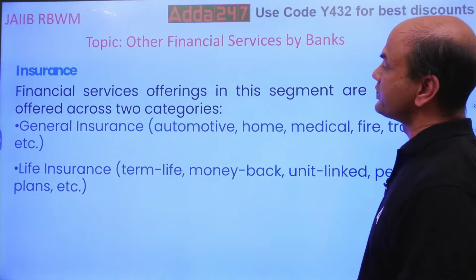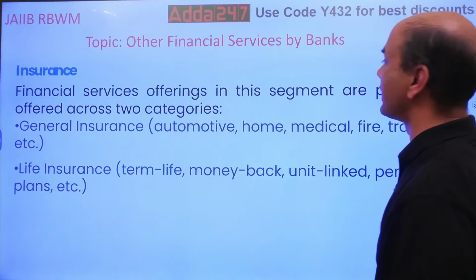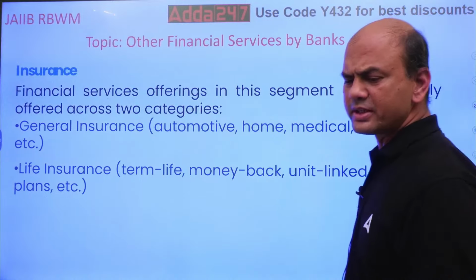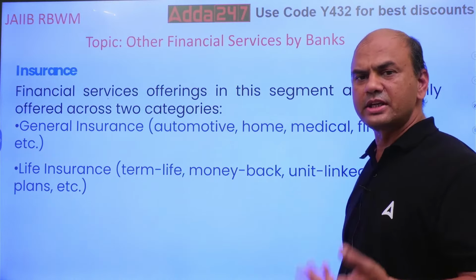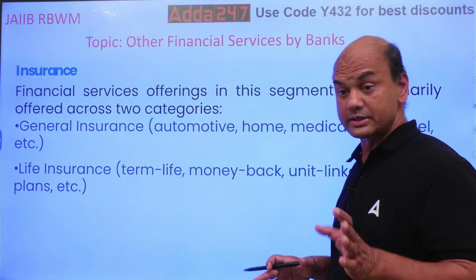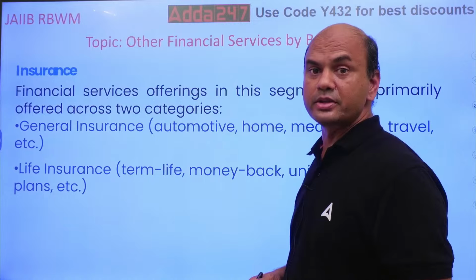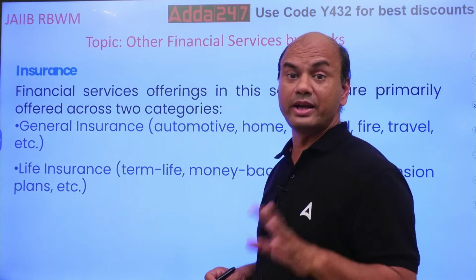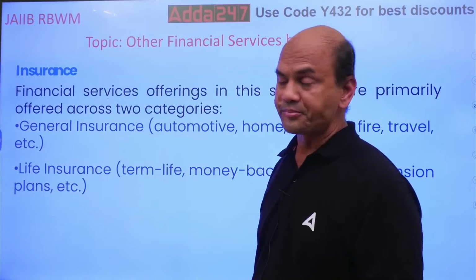Then, insurance. Financial services offered in this segment are primarily offered in two categories. So insurance we provide is generally general insurance and life insurance. The commissions are good. That's the main part. Why do we provide insurance? Because the commissions are good. Around 28% in life insurance. 28% of the first premium.